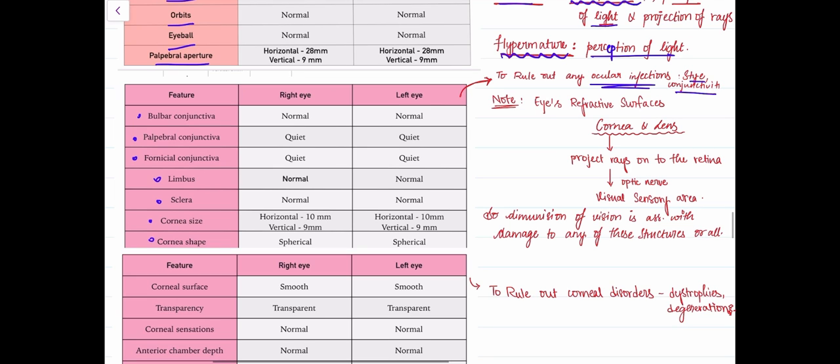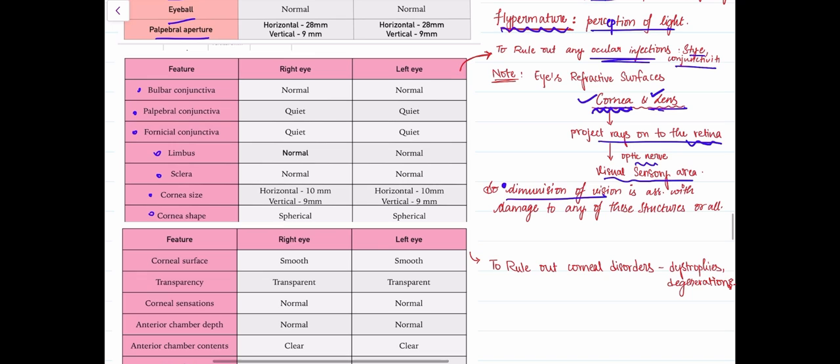So we know that the eye's refractive surfaces are cornea and lens. Cornea and lens are the ones which project rays onto the retina, and this via the optic nerve reaches the visual sensory area. So any defect in these three structures, that's the cornea, lens and retina, leads to diminution of vision. So it's important that we check all of them, because there's no point if there's damage to cornea and you're operating the lens for cataract, and still the diminution of vision will persist because the damage is to the cornea or retina. So we need to cross check everything.